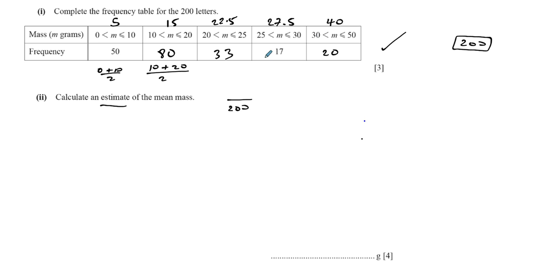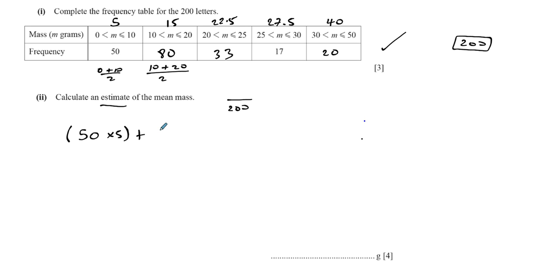So now we're going to make an estimate. We're going to say that for 50 of those letters, we don't know what their masses are, but we're just going to estimate that their mass is 5 grams. So we've got 50 letters whose mass we've assumed is 5 grams. The total mass of those 50 letters will be 50 times 5. That deals with those letters.